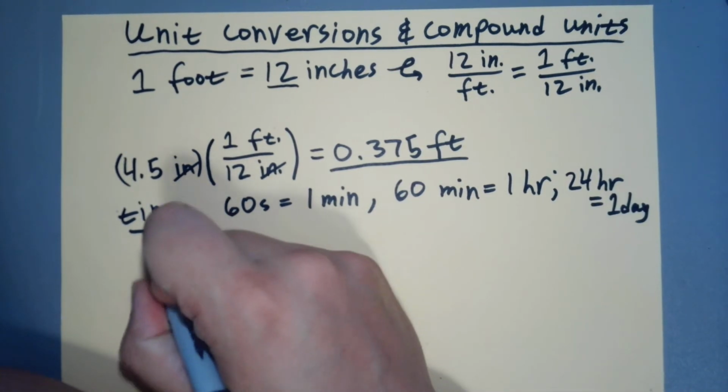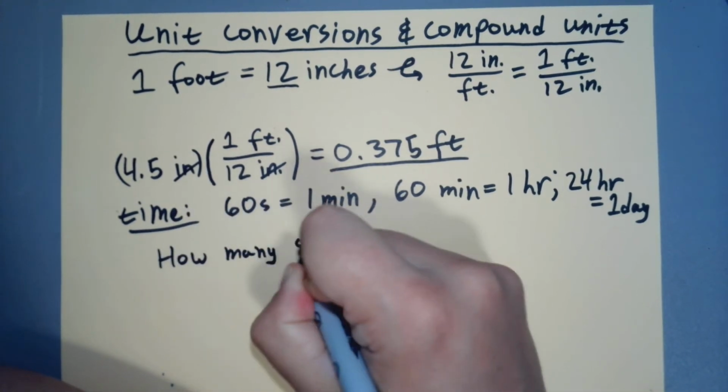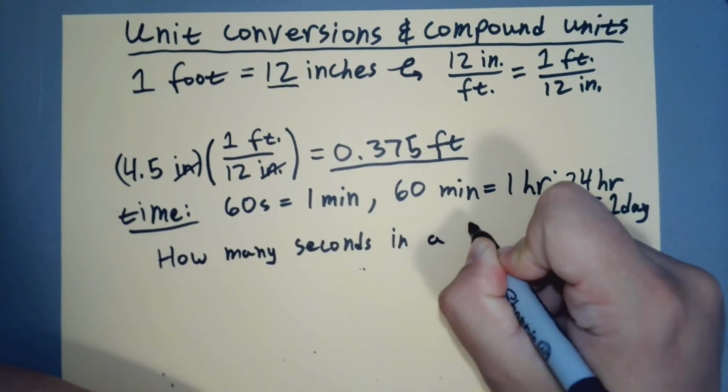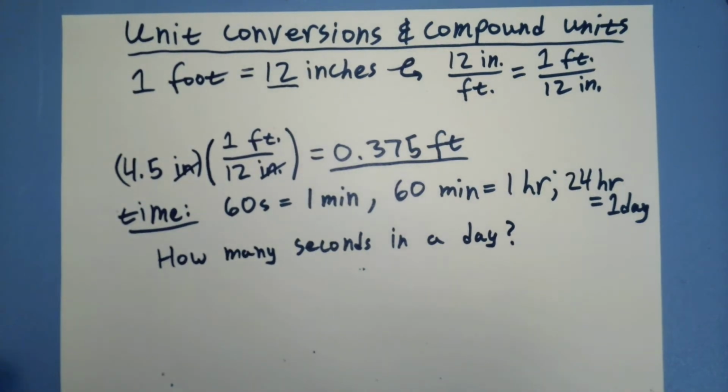So you could go like, how many seconds in a day? And we're going to have to use multiple conversion factors. There's no easy way around this.